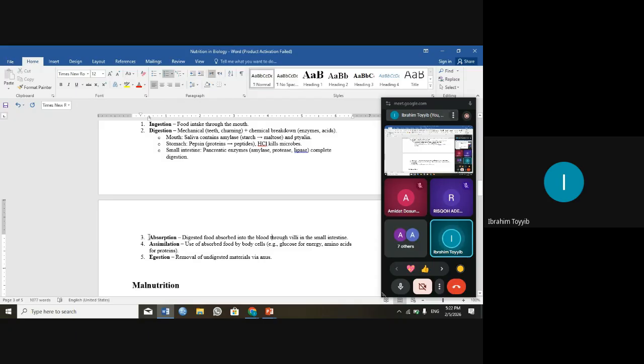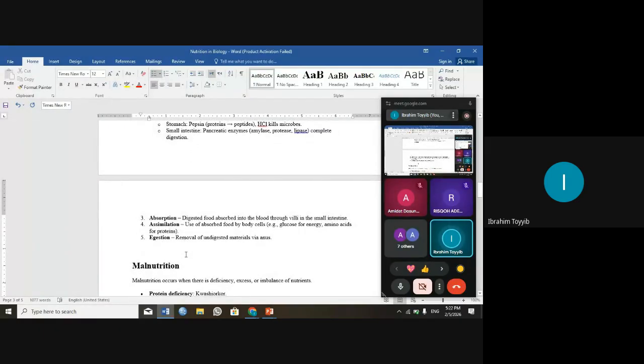So the next process after absorption is what? Assimilation. So these nutrients are transported to where they will be used. So assimilation is what? Use of these nutrients by the body. So glucose will be used for energy. Then amino acids will be used for what? Proteins. Then after it has been used, we'll see some undigested food that will be passed toward what?